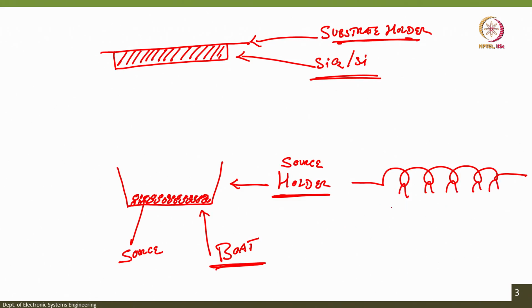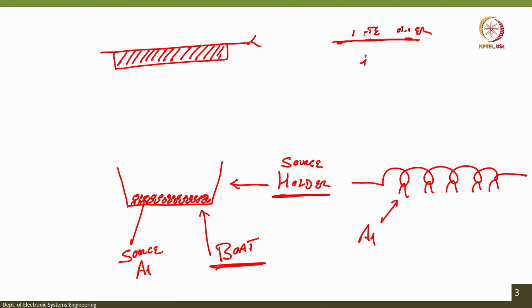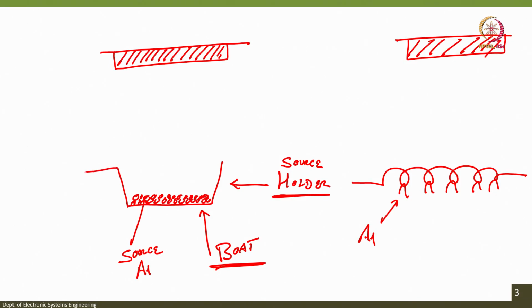These wires are, let us say we want to have aluminum as a source material, so these wires are also aluminum, all right. The substrate holder and the oxidized silicon wafer remain as they are. Okay. Now, you apply a voltage. You will remember, the source is called the boat, and the material we have is aluminum.